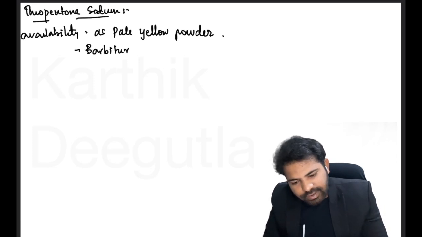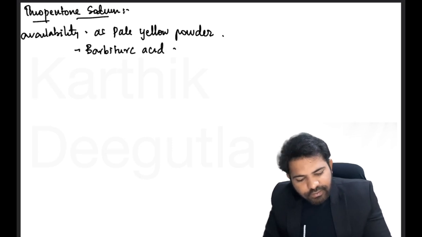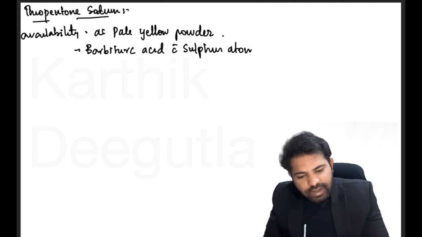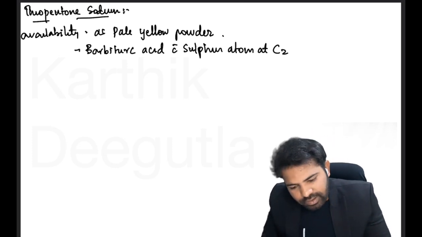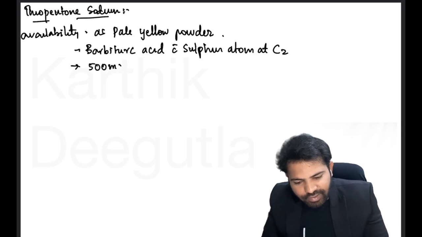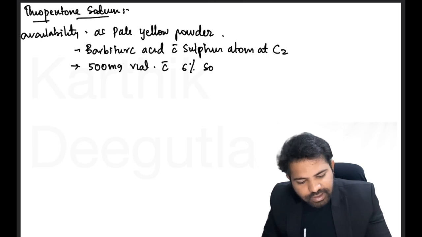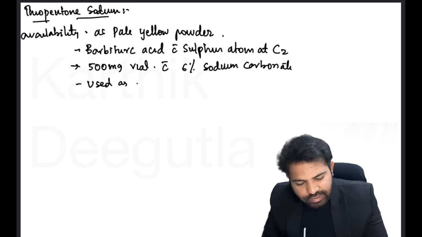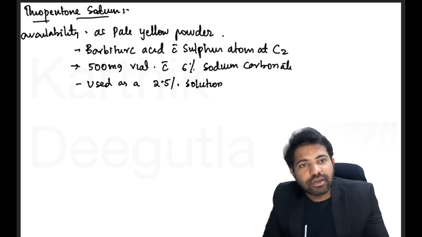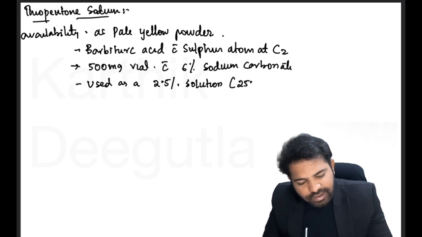The barbituric acid with a sulfur atom at the second carbon will lead to the formation of thiopentone sodium. Clear? The vials are available as 500 mg vials. It contains 6% sodium carbonate. It is used as a 2.5% solution, or 25 mg per ml. Each ml contains 25 mg of the drug.